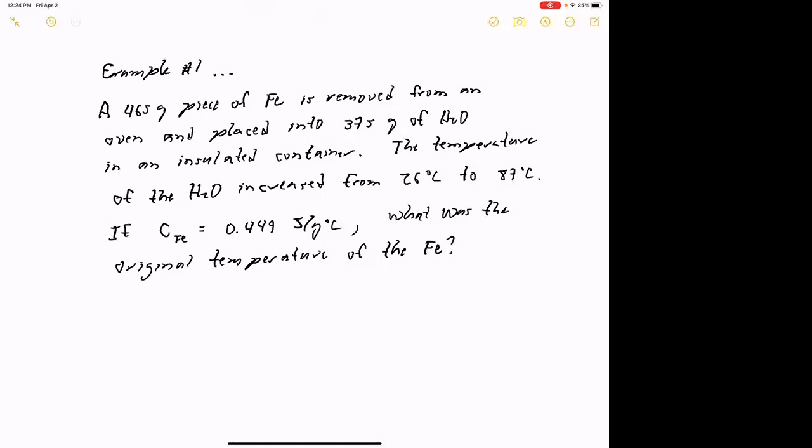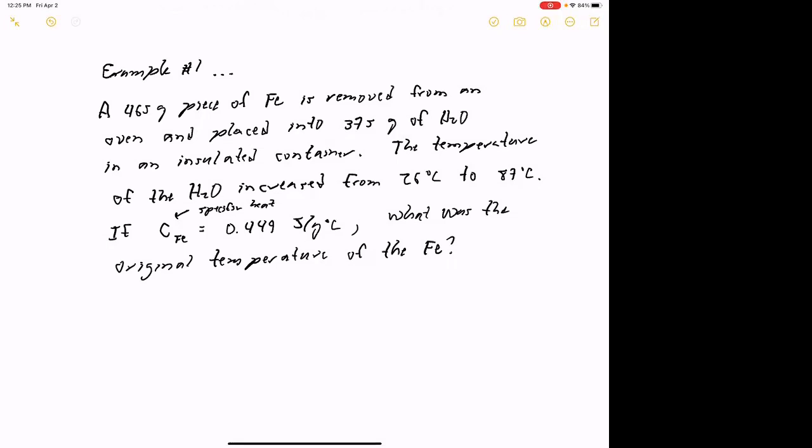Okay, so it says the temperature of the water increases from 26 degrees Celsius to 87 degrees Celsius. So that 87 degrees Celsius is that point of thermal equilibrium where the temperature of the iron is equal to the temperature of the water. All right. It tells me that the specific heat, that's the C there, for iron is 0.449 joules per gram degree Celsius. And if I know that, I want to determine the original temperature of the iron when I hauled it out of the oven.